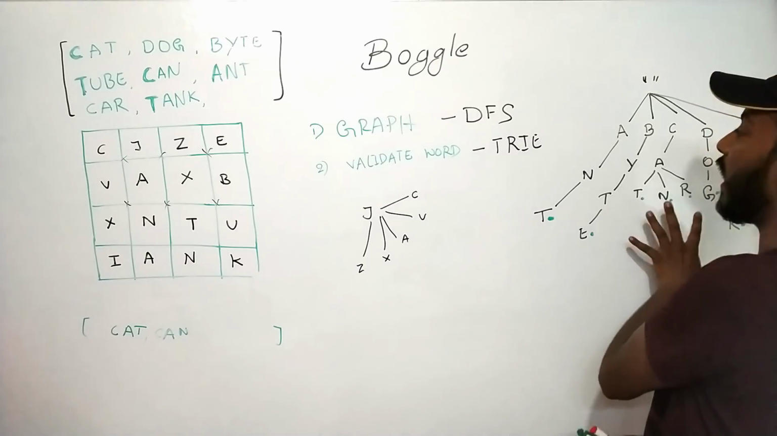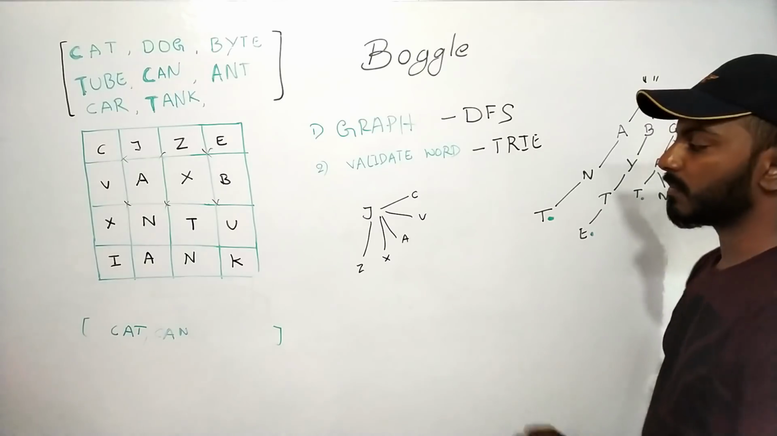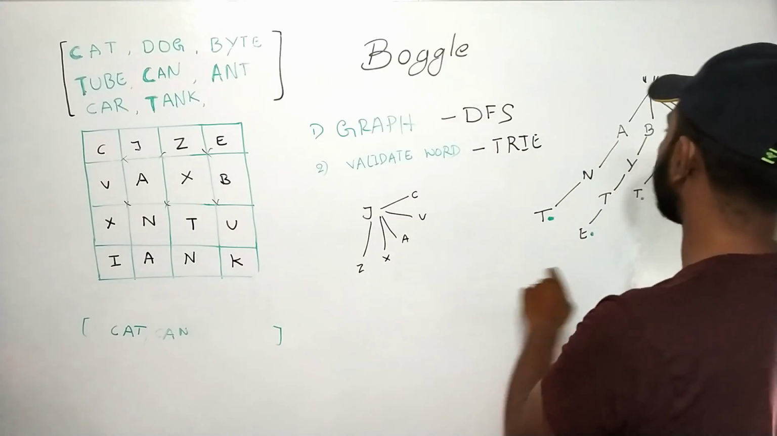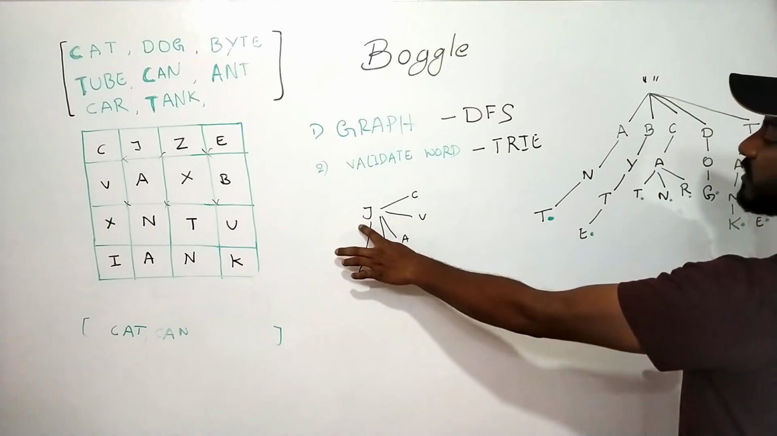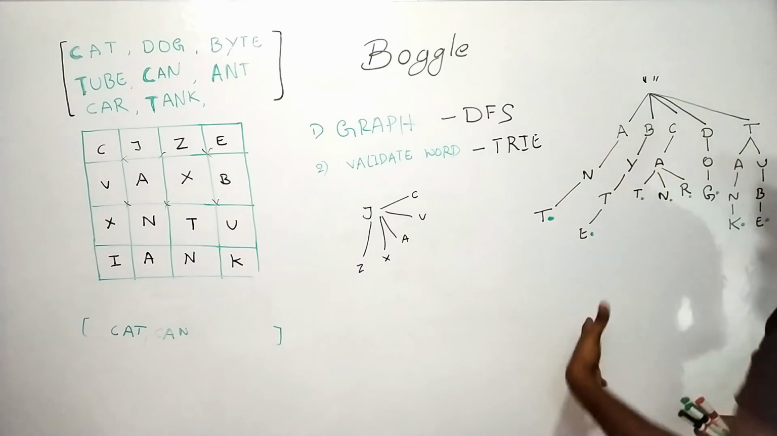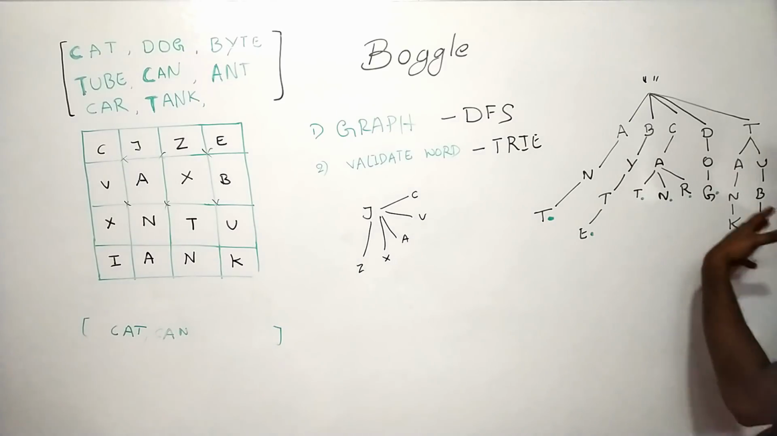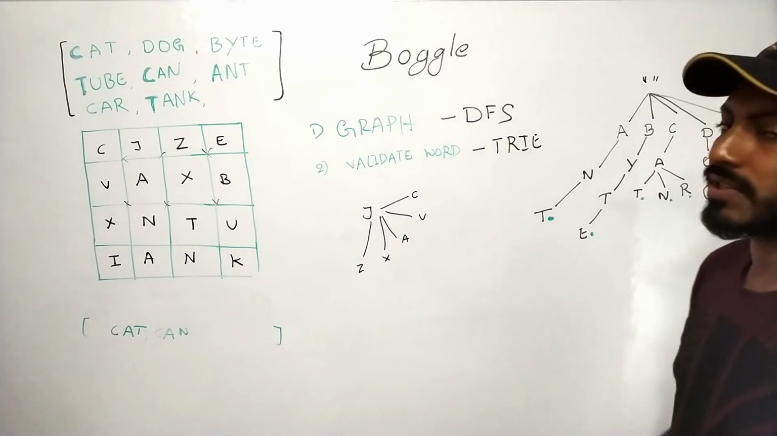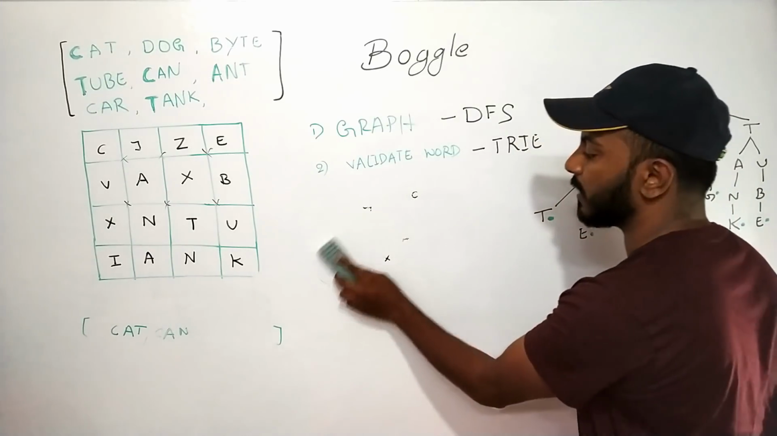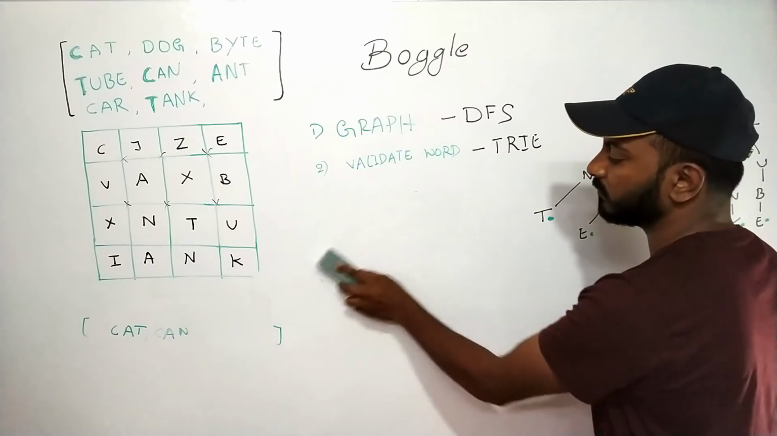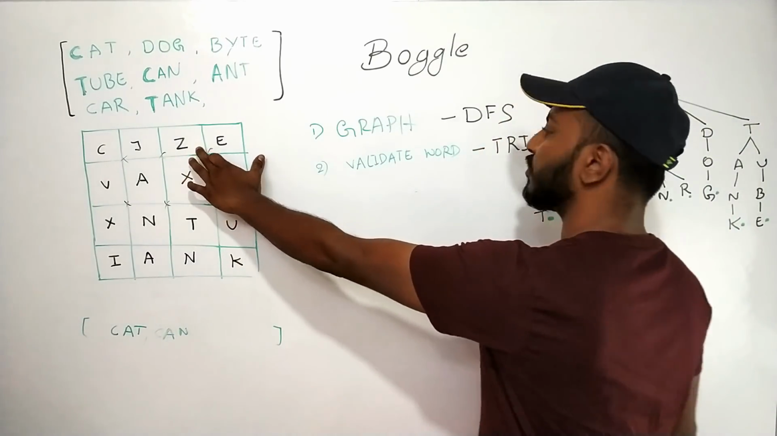Are there any words starting with J? Even before traversing, the first thing is to go and check whether any trie data structure is available for J. Since J itself is not present, there is no point in searching for a word because there are no valid words which start from J. That means we don't need to traverse any of these neighbors. Now let's go to the next one, that is Z. Do we need to traverse?